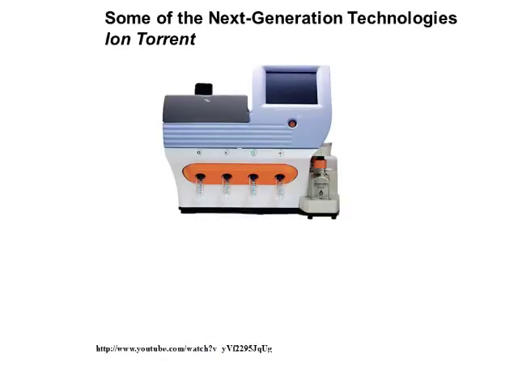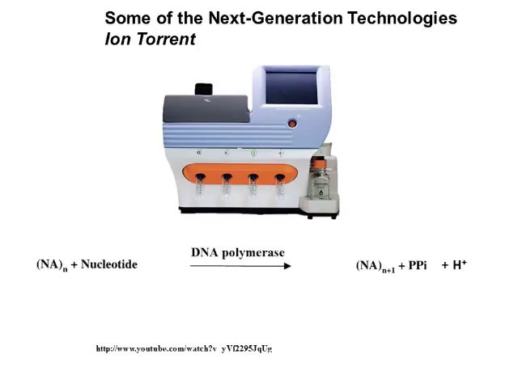Another way, and really here I just want you to be aware of this, there will be no particular questions about it. This is, for example, the machine called Ion Torrent. Again, when we do replication, what happens? We have the nucleotides, we have our DNA, we add to it, and then we have the PPi. And we have an H plus that's produced.